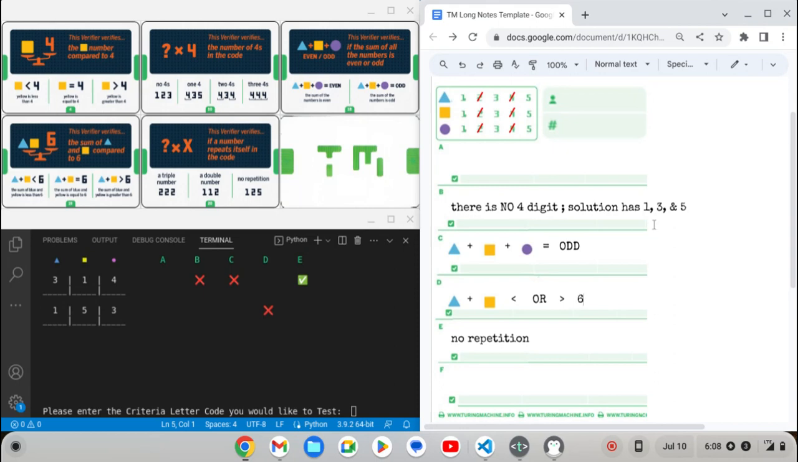Okay, so we can't really exclude 1 or 5 because we don't know which one it is, less than or greater than. But we do know that we should have at least a 3. So let's go ahead and test. Well, if we know that there is a 3, that'll be interesting. Let's go ahead and test criteria card A.